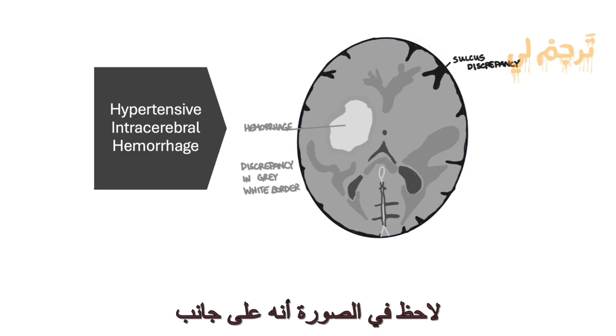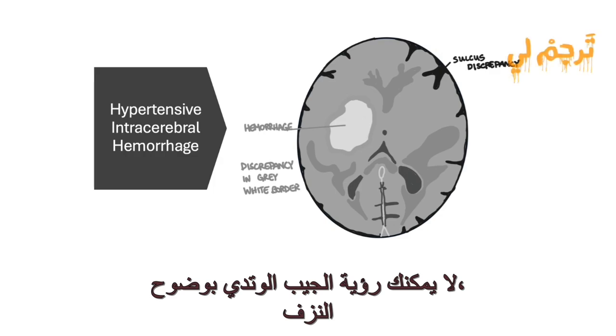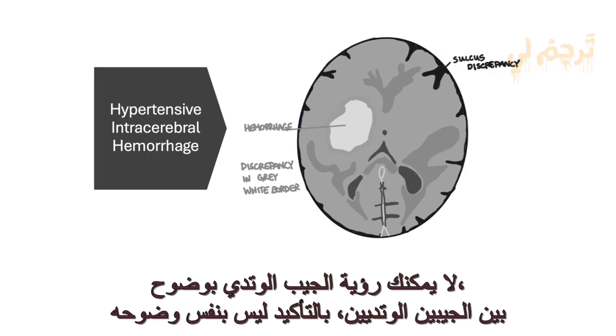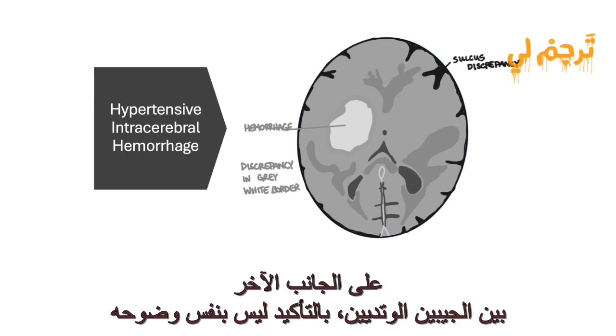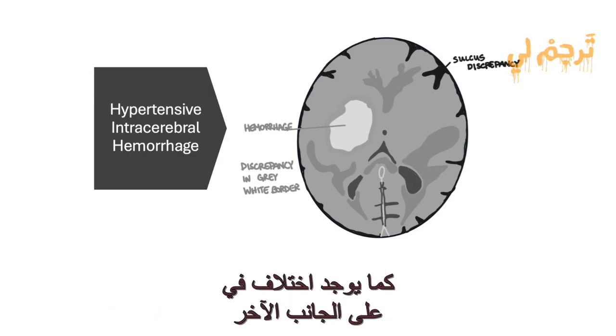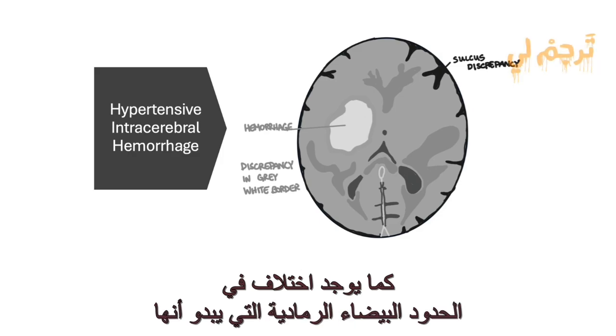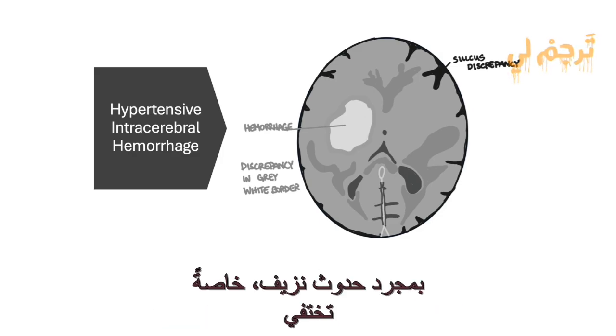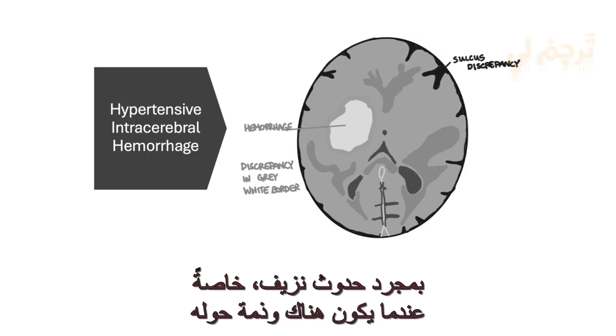Note in the picture that on the side of the hemorrhage, you really don't see the sulci between the gyri. Definitely not as much as you see it on the other side. Also, there is a discrepancy with the gray-white border, which seems to become obliterated once you have a hemorrhage, especially when there's edema around it.